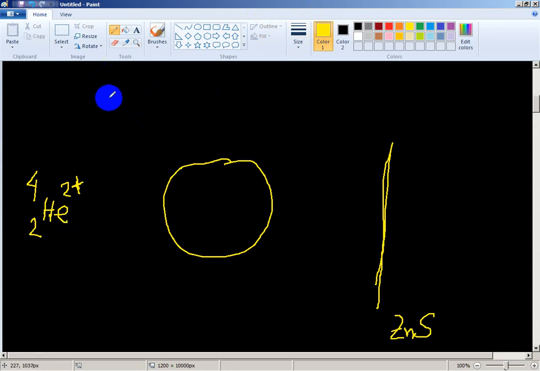Positive. If I write sodium plus, it is a positive ion, and if I write chloride Cl minus, this is a negative ion. So I have drawn here helium 2 plus. So is it a positive or negative particle, the alpha particle?